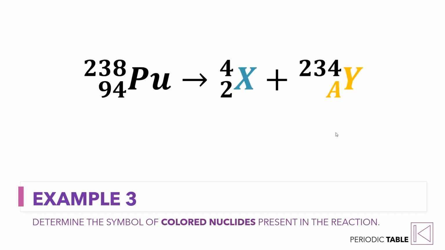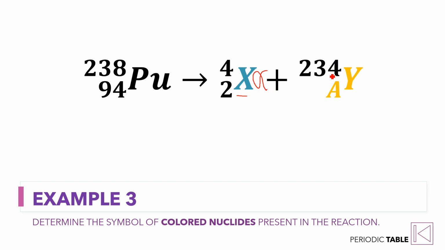Next, this is plutonium. So we have here a plutonium that is undergoing a nuclear reaction that yields an X with 4 and 2, and 234 A. Doesn't the X look a bit familiar? This one is actually alpha. This alpha is 4 and 2.